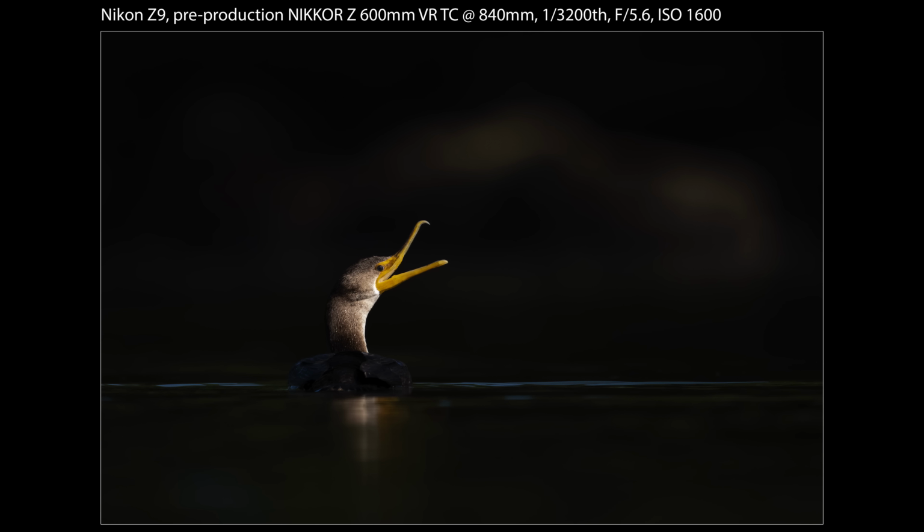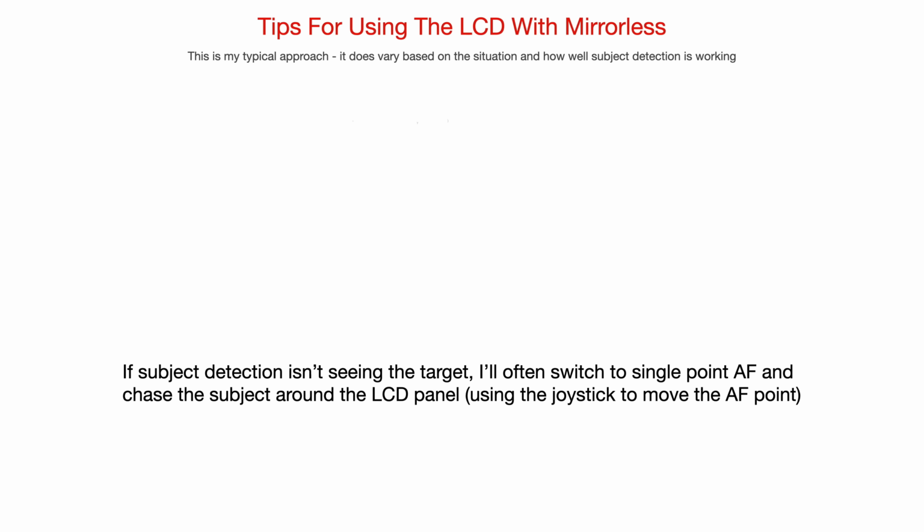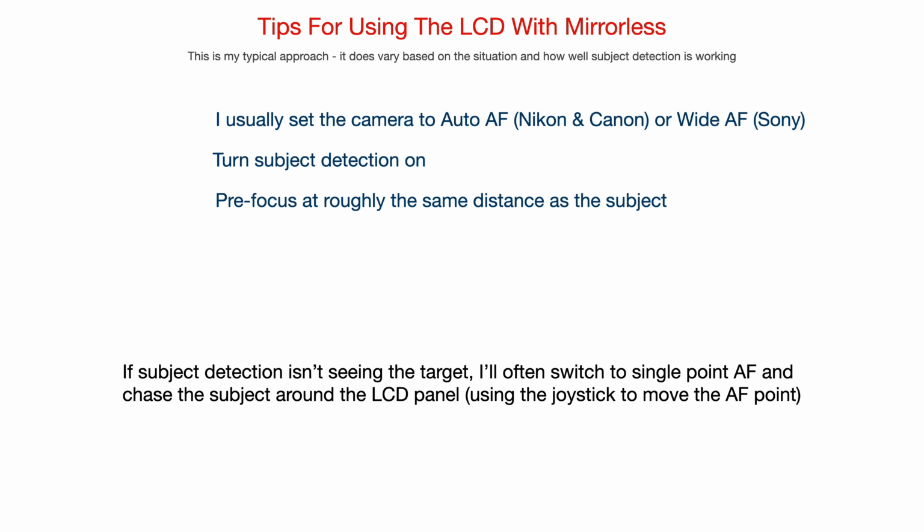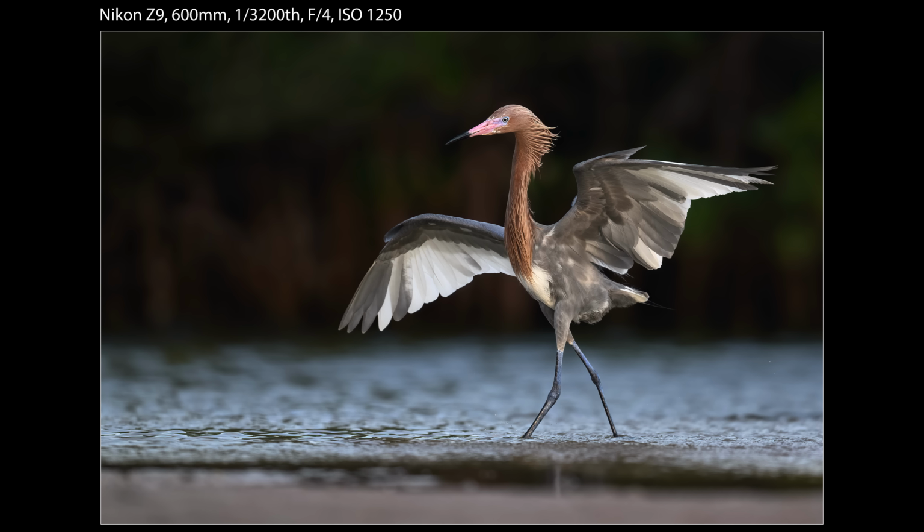It's not as easy as viewfinder shooting, but it's worth taking the time to practice and learn. By the way, mirrorless cameras with subject detection make this 100 times easier. My usual technique is to use auto AF with Nikon or wide AF with Sony, have the camera set for subject detection, pre-focus at about the same range as my subject so the camera doesn't lock onto the wrong thing, and then focus and fire, letting the camera do the heavy lifting of chasing the subject's eye.